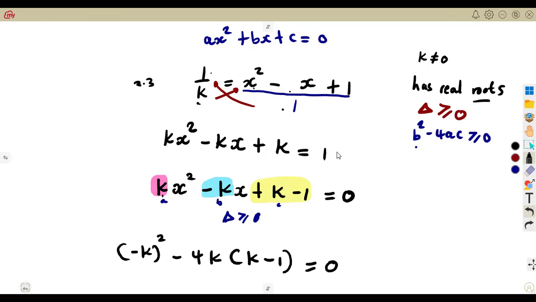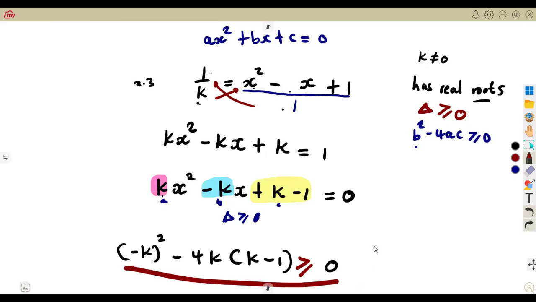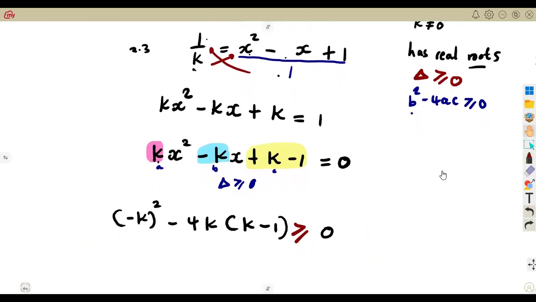You have formed an equation from this statement. An inequality, I mean, from this statement we are having here, greater than or equal to 0. We are not having an equation here. The equation was here. Now we have got what? An inequality. So we have formed an inequality there that we need to solve.